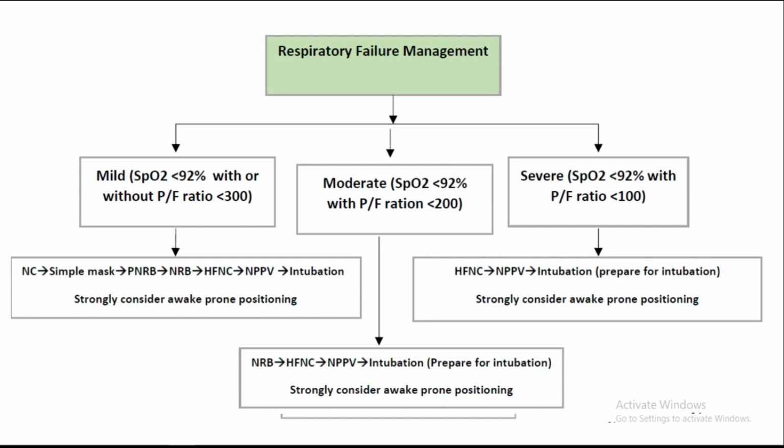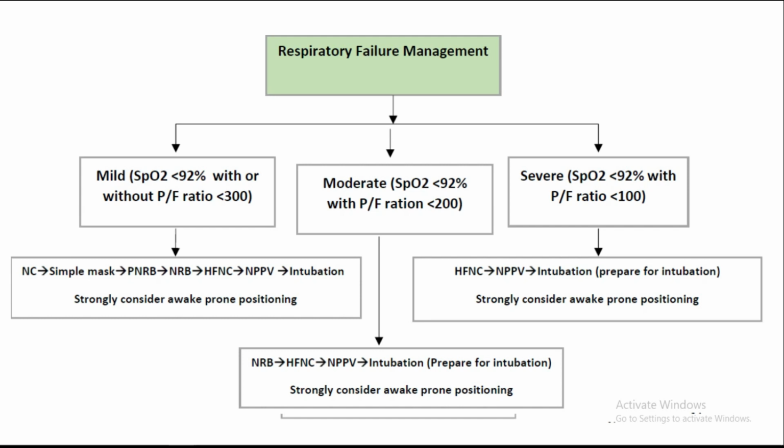In respiratory failure management in COVID-19 patient, in mild cases, we can use at first nasal cannula. If not improved, then simple mask. If not improving, then partially non-breathing mask. If not improving, then non-rebreathable mask. If not improving, then high flow nasal cannula. If not improving, then non-invasive positive pressure ventilation, and at last intubation.